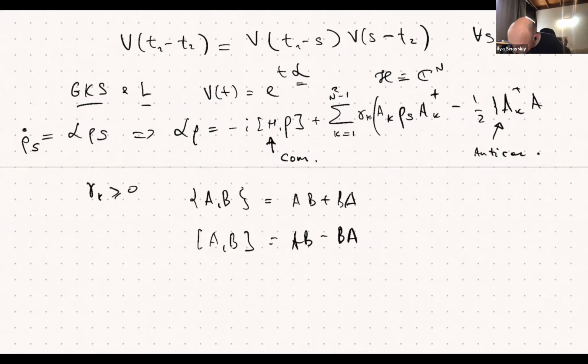Forget AKA row. Otherwise, there is no anti-commutator with anyone.